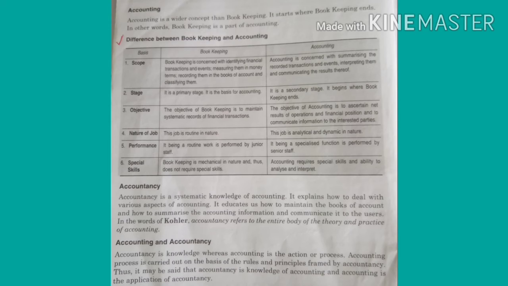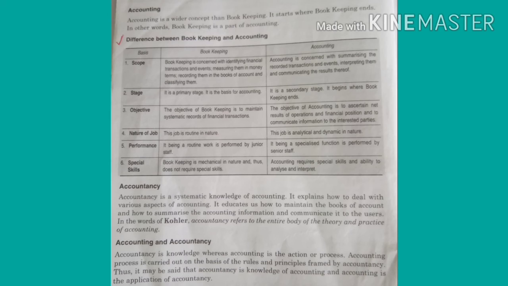Whereas the scope of accounting is a bit wider. That is, it is concerned with summarizing the recorded transactions and events, interpreting them, and communicating them to the interested users. Here the stage: bookkeeping is the primary stage, accounting is the secondary stage. Where bookkeeping ends, there accounting starts. The objective of bookkeeping is to maintain systematic records of financial transactions, whereas the objective of accounting is to ascertain the net profit and financial position, and then communicate that information to the users or interested parties.